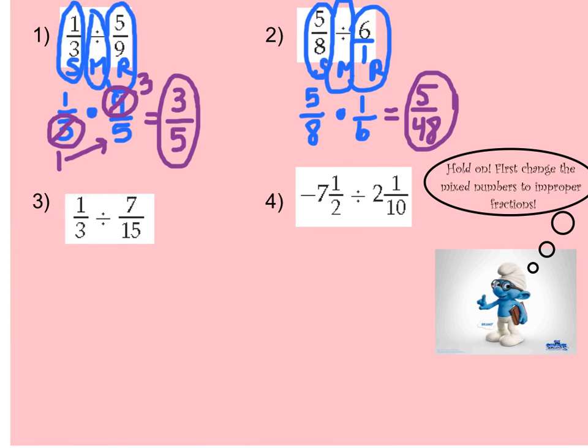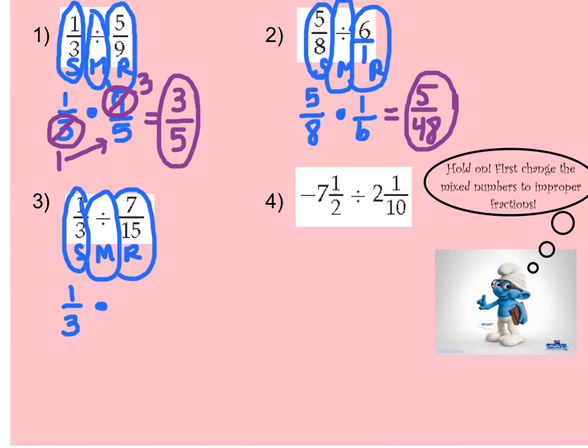All right, go ahead and write down number 3. Again, no mixed numbers on this one, so we're going to jump right into using SMUR. Our first fraction is going to stay the same, which is 1/3. And then we're going to change the division to a multiplication. Then the reciprocal of 7/15 is 15/7. Why don't you pause the video and finish this problem and then play the video to check your answer.